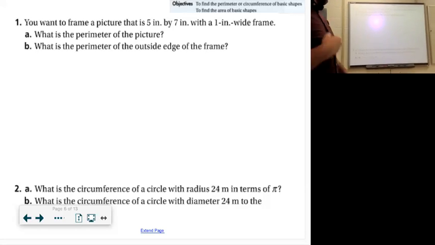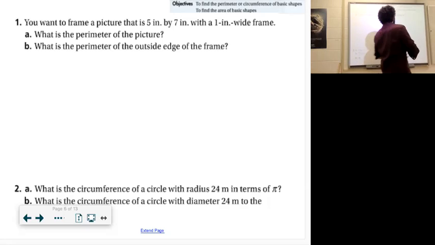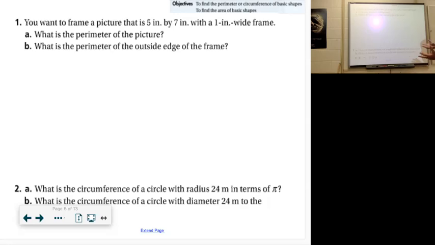All right, so we're going to get into some examples here. First question reads, you want to frame a picture. Let's assume it's a rectangular picture that is 5 inches by 7 inches with a frame that's 1 inch wide. First, find the perimeter. Second, what is the perimeter of the outer edge of the frame, right? So diagram, that's the first thing.